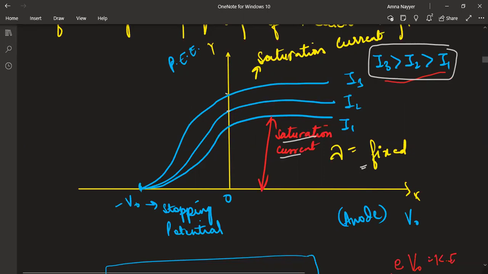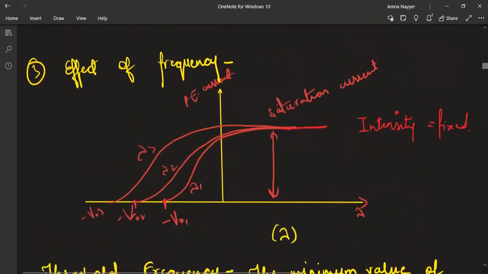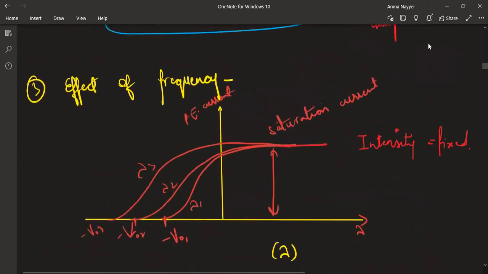Then finally, you have the effect of frequency. This graph you have. If you are asked particularly to draw the graph, then you can draw the graph. Otherwise, just mention. Sometimes theory part is also asked, but it's better if even when it is asked in the theory part, you draw the graph by yourself. That will keep you on the safer side.